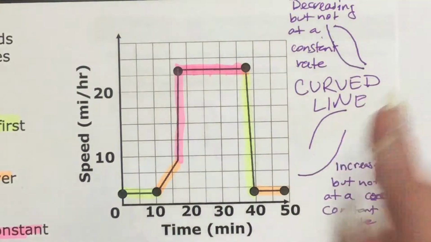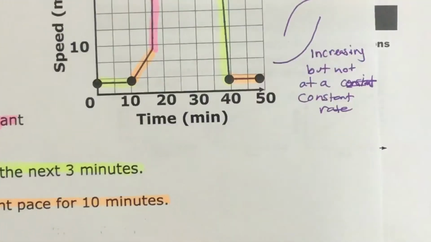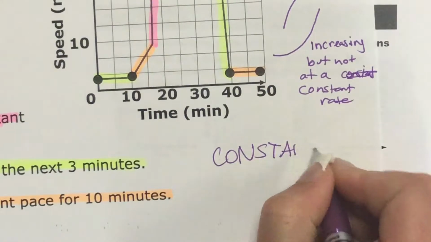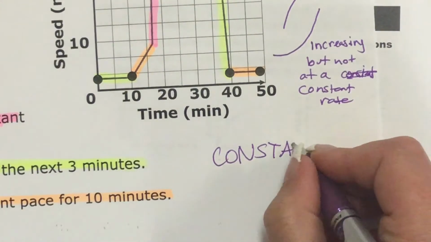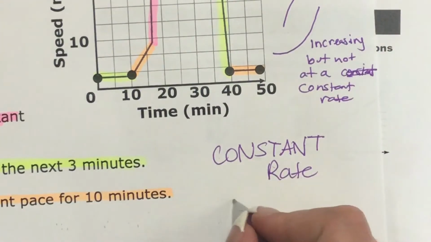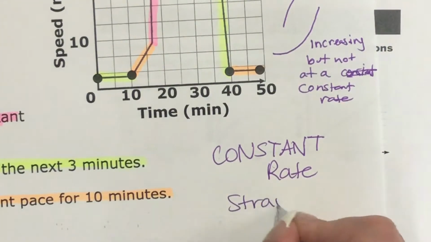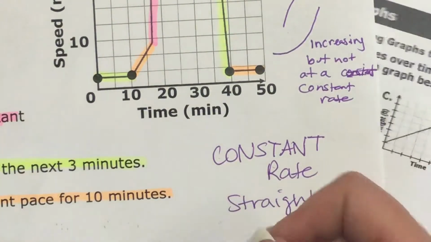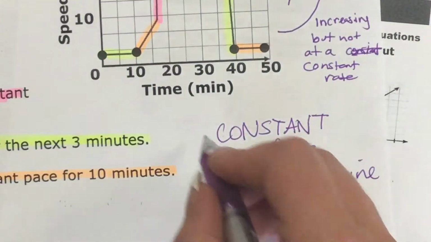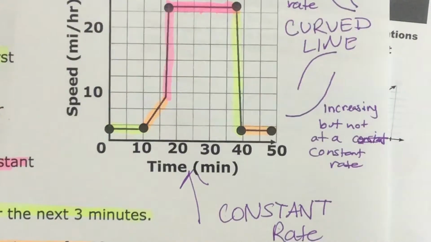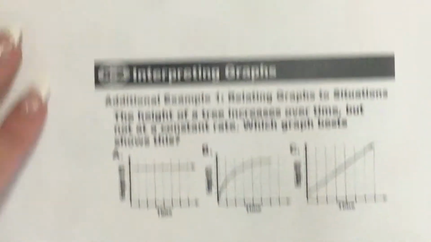But whenever it says constant rate, or constant rate, you're going to have some type of straight line. Like this particular graph right there. Those were all constant rates, okay? So we're going to go back here.